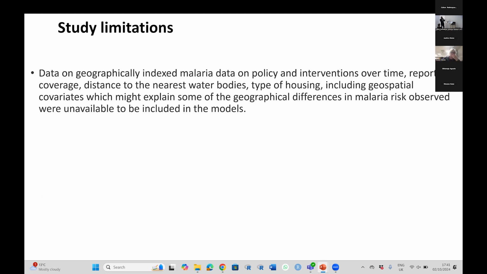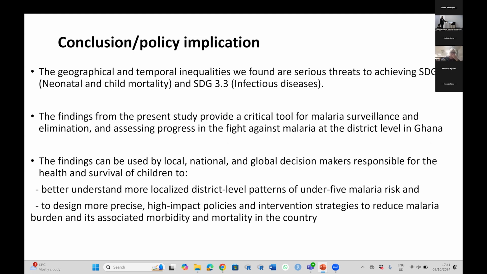Of course, I would love to have information from the data on geographically indexed malaria data. For instance, we talk about distance to nearest health facility, distance to water bodies, even the quality of data, how it is measured, all this, but these are not available in the data set, so I can't take care of that. But these are things we hope to explore if we get some funding.